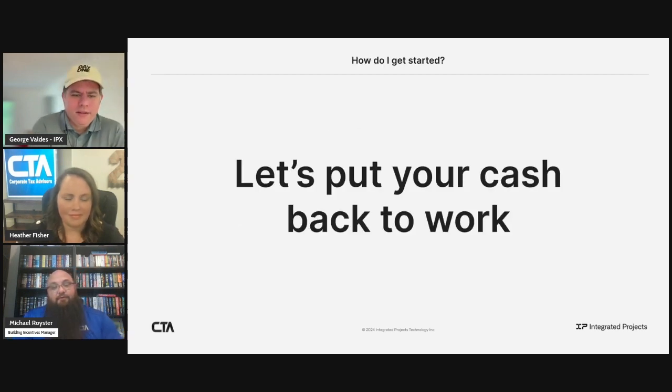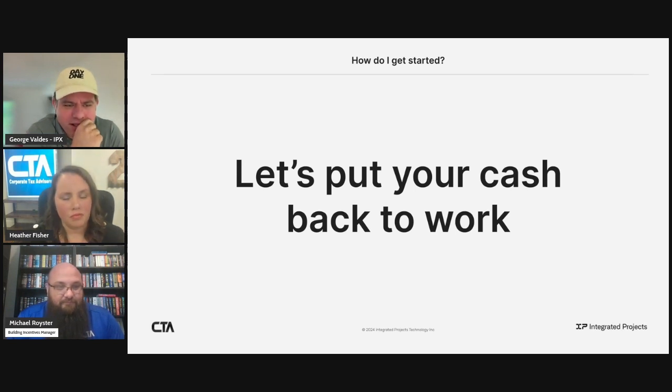So now we're wanting to talk about how to put things back into your pocket and using that cash to fund further projects. So George will be able to handle that for us. I just want to take a minute there to let that sink in, because that's pretty phenomenal.